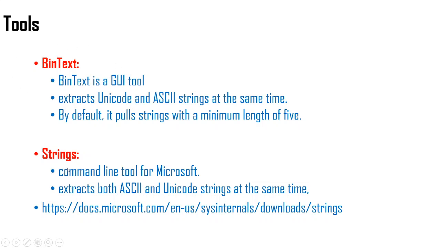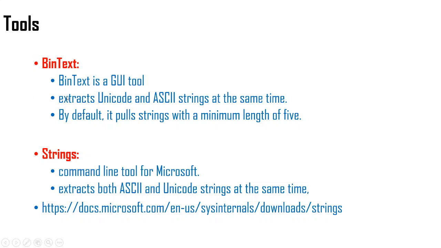The first one is Strings, a tool developed by Microsoft. It will extract both ASCII and Unicode strings at the same time. It's an open source tool, and we can download it from this particular URL.